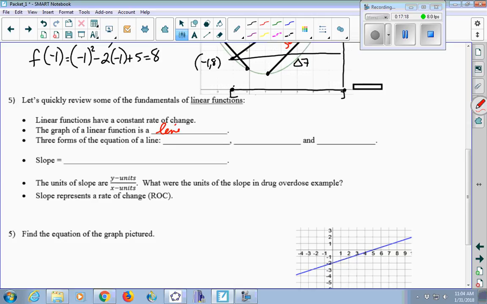See, you even did the chorus. I love it. mx plus b. So this is called slope-intercept form. Okay, slope-intercept because you have your slope m and your intercept b.